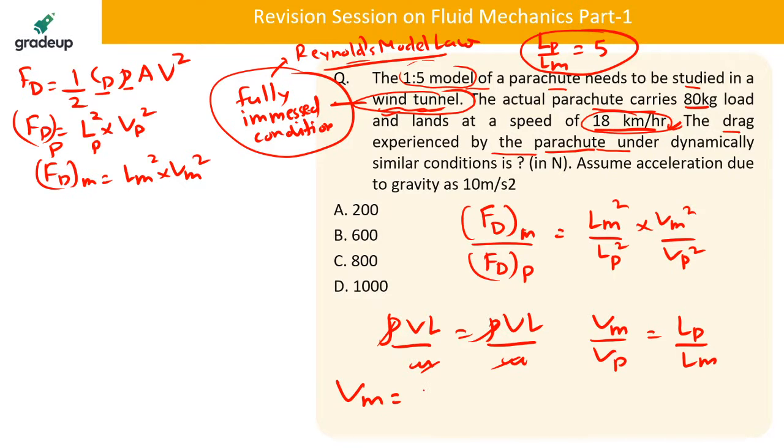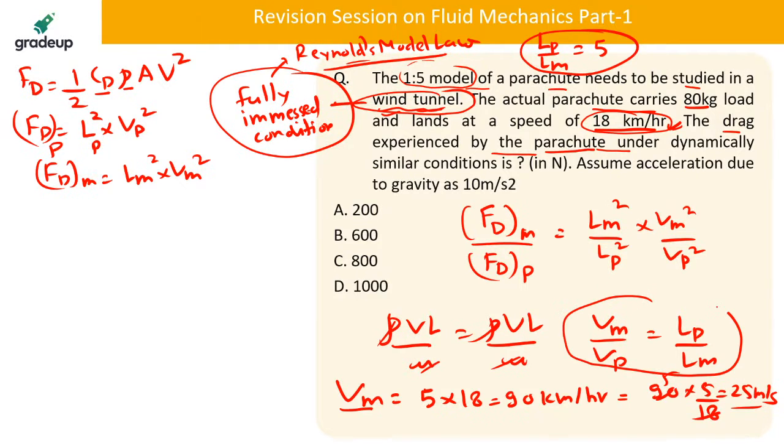So the velocity of the model will be equal to Lp by Lm into Vp, that is 5 into 18, which will be 90 kilometer per hour. But in meter per second, it will be 90 into 5 by 18, that is 25 meter per second. So the velocity of the model will be 25 meter per second. So we have got the velocity of the model by Reynolds model law.